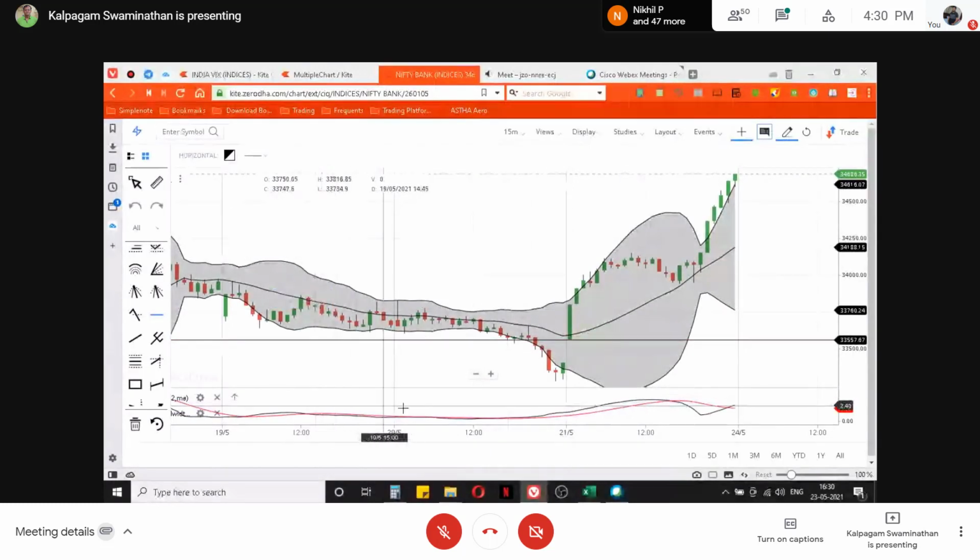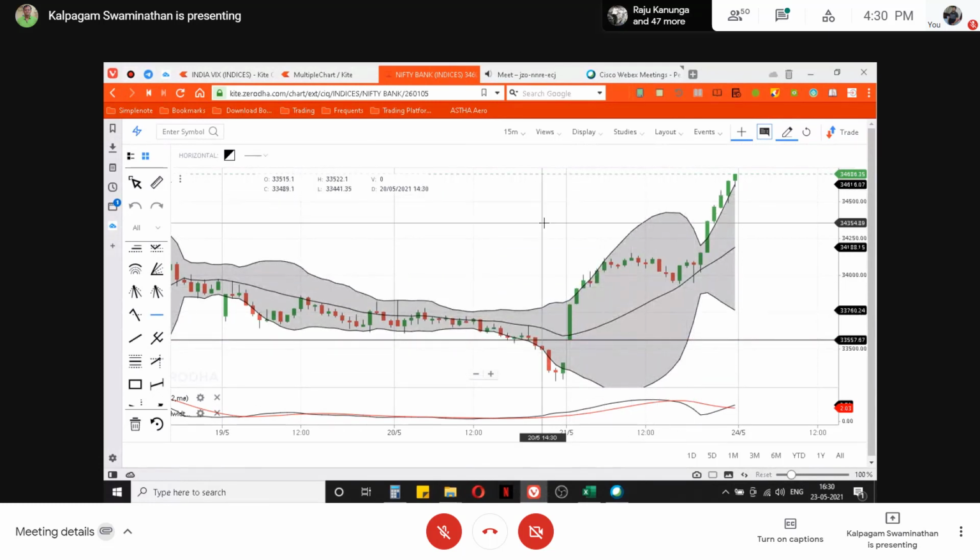Here it has been a sideways market. Then the band started expanding around here. Bandwidth started expanding around here. You have to wait for your entry using the Heikin Ashi method and take the entry. Then you have a good upward ride.